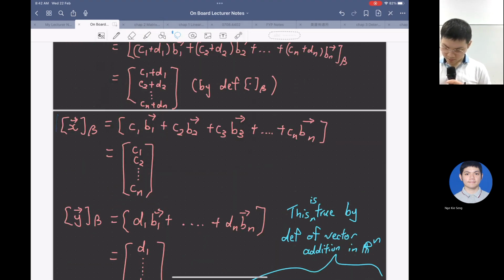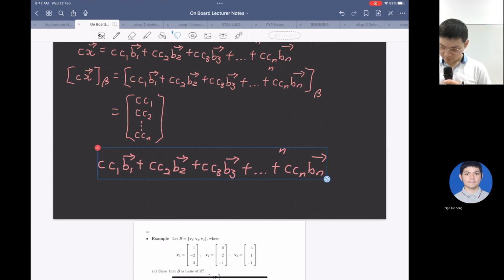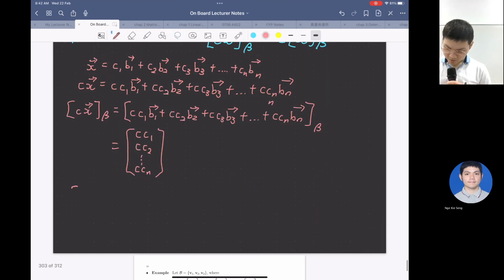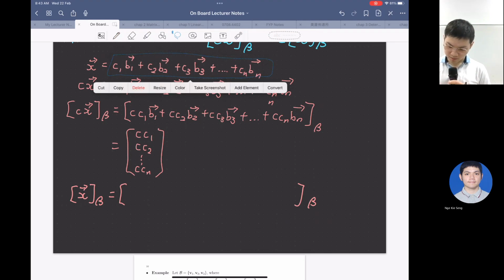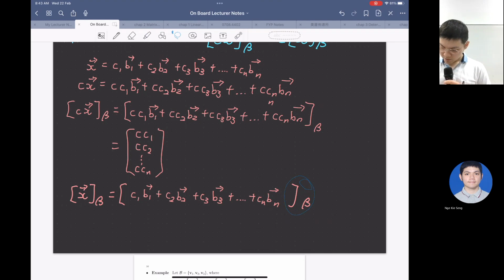So on the other side, we already computed before, which is this c1 up to cn. Okay, let's do it again. So let's compute the coordinate vector for x. What is x in terms of b? We already write it down here, which is c1b1 plus c2b2 and so on. And then if we read out the coefficient, it's just c1 up to cn.